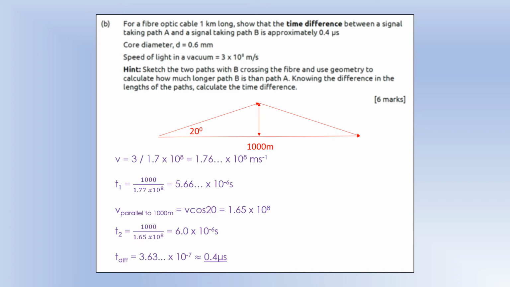The first stage I've used here is I figured out what the speed of light is inside the actual core, because the refractive index is 1.7. So we can see it's actually traveling slower than the speed in a vacuum. So that's the first stage. And then I calculated how long it would take along the shortest possible path. So we've got the time for that. Then I'm looking at calculating the time for the longest path. So what I've done is I've calculated the component of velocity parallel to the 1000 meters. If the speed is at an angle of 20 degrees, if I multiply that by cosine of 20, that calculates the speed parallel to the 1000 meters. And if I do 1000 divided by that, that tells me how long it takes to travel on that longer path. And if I find the difference between the two times, it does indeed come out around 0.4 microseconds.